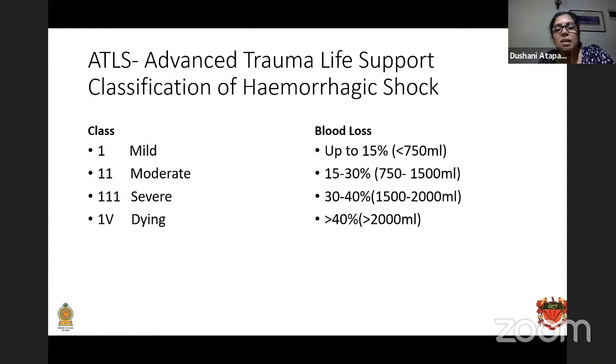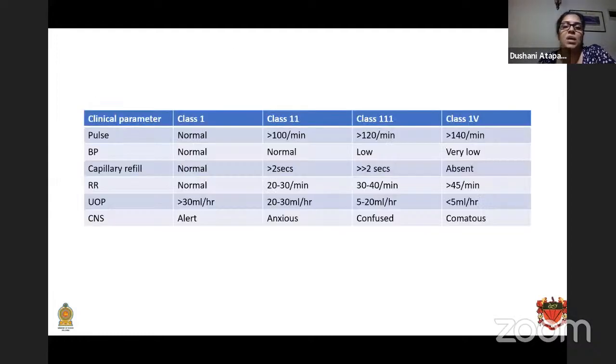So mild is where the patient loses up to 15% of the total blood volume, so that is less than 750 mL. And moderate, where 15 to 30% of blood has been lost, so that is 750 to 1,500 mL. And in severe, where 30 to 40% of your total blood has been lost, so that is 1,500 to 2 liters lost by this time. And in a dying patient, almost half of the blood has been lost, so that is more than 40%, which is more than 2 liters. So how will you clinically identify these patients?